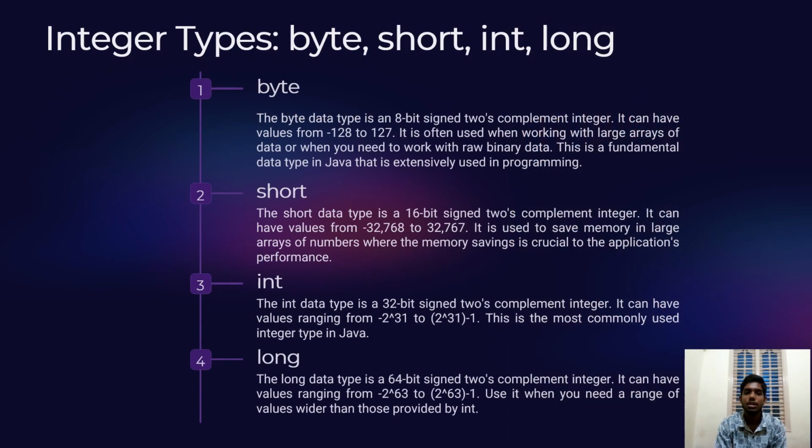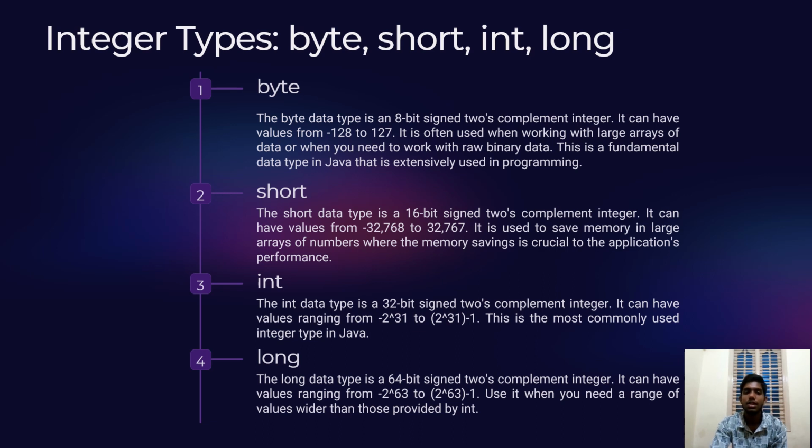First, the integer types. There are four integer types, mainly byte, short, int, and long. Byte. The byte data type is an 8-bit signed 2's complement integer. It can have values from -128 to 127. It is often used when working with large arrays of data or when you need to work with raw binary data. This is a fundamental data type in Java that is extensively used in programming.